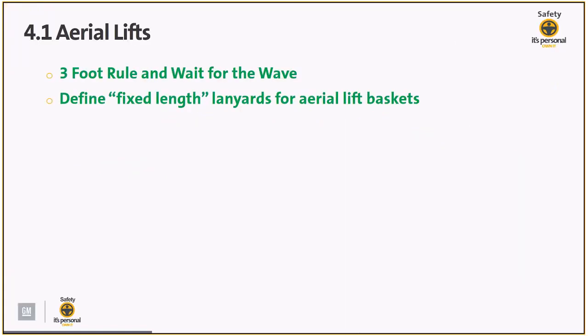So in 4.1 aerial lift, the requirements for aerial lift, if you look at the special safety conditions, are about 2 pages. Out of those 2 pages, these are the 2 line items that are above OSHA regulations. We have a requirement for a 3-foot rule, and we have a requirement for weight for the wave. In addition, we have a requirement where we're defining fixed length lanyards for aerial lift baskets. Those are the only 2 items that are above regulations in terms of aerial lifts.